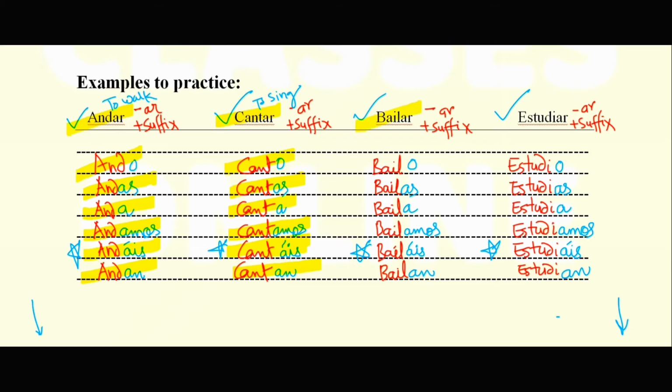Next, bailar means to dance. Bailo, I dance. Bailas, you dance. Baila, he, she dances. Bailamos, we all dance. Bailáis, you all dance. Bailan, they dance. Estudiar, to study. Estudio, I study.